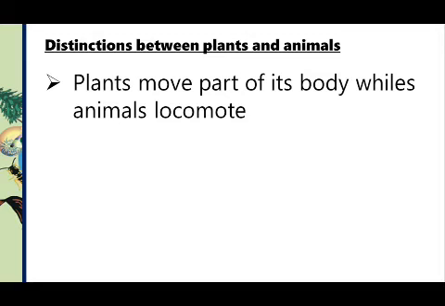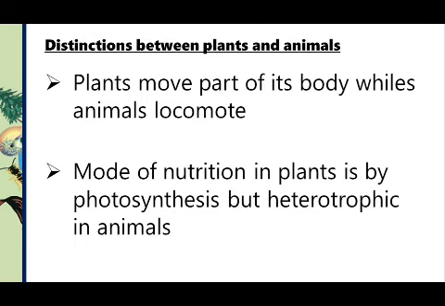Another difference, in terms of nutrition, is that plants are able to manufacture their own food by a process known as photosynthesis. Photosynthesis falls under the bigger category that is autotrophism. But in the case of animals, theirs is heterotrophic nutrition. They do not manufacture their own food.